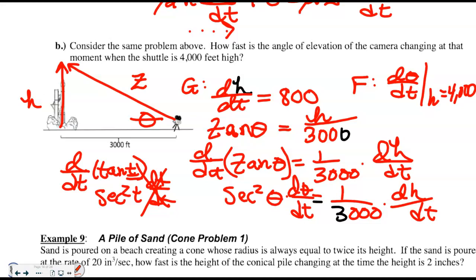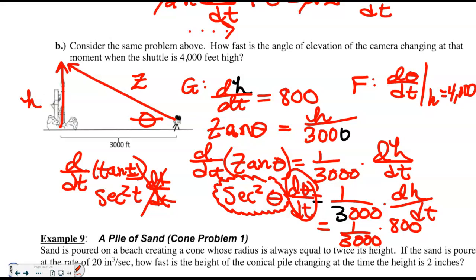All right, here's the problem. I'm now at the point where, what am I solving for again? Because I've got 3 variables up there right now. D theta dt, I would circle it. I would put in what was given: 1 over 3,000, and our dh dt was 800 in the given. So it seems like I'm expected to be able to find what secant squared theta is. Just absorb that question. I can't have 2 unknowns, and I currently have an unknown secant squared theta.